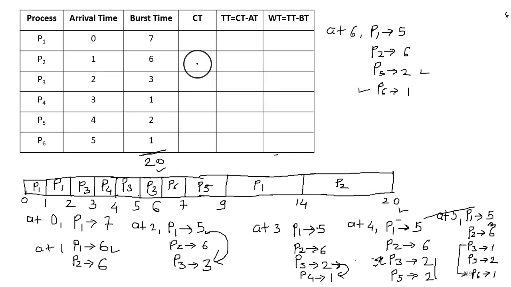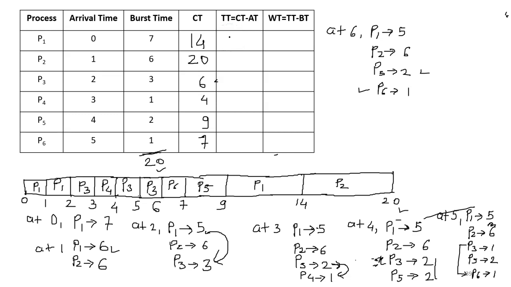Process P1 completes at 14, process P2 completes at 20, process P3 completes at 6, process P4 completes at 4, process P5 completes at 9, process P6 completes at 7. So turnaround time is completion time minus arrival time.